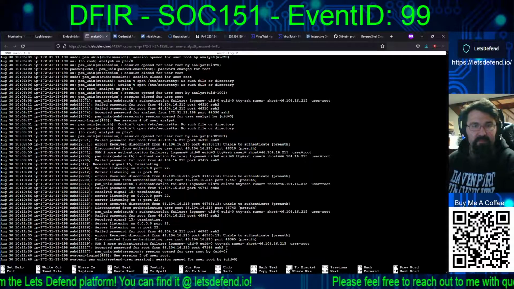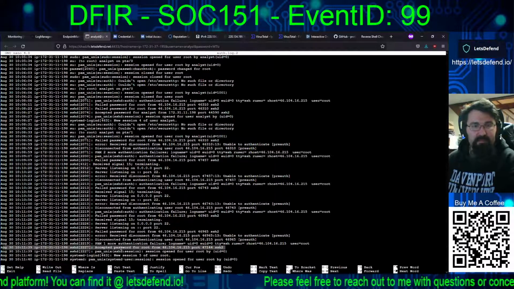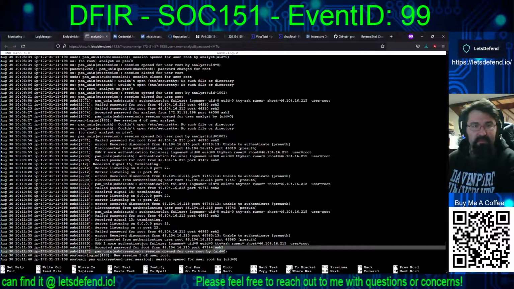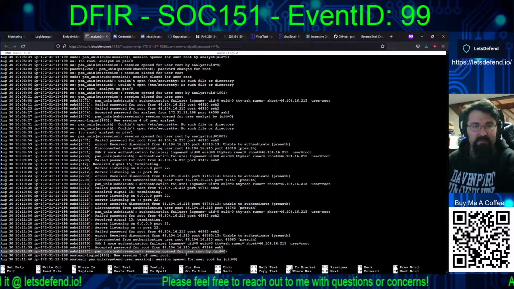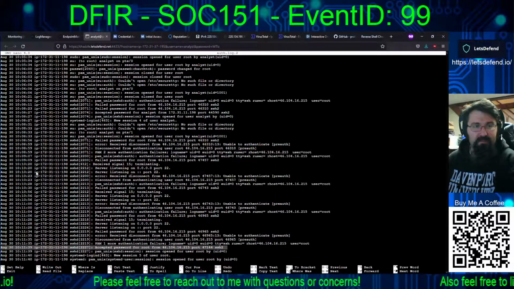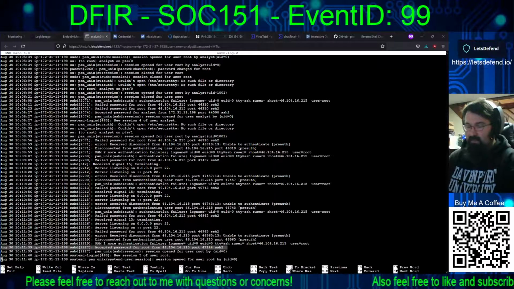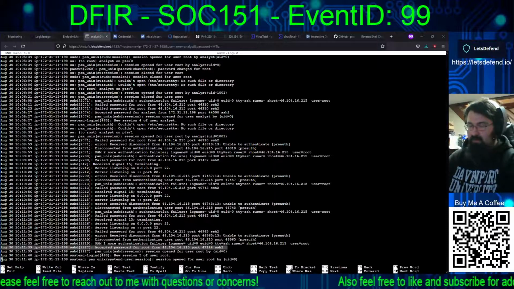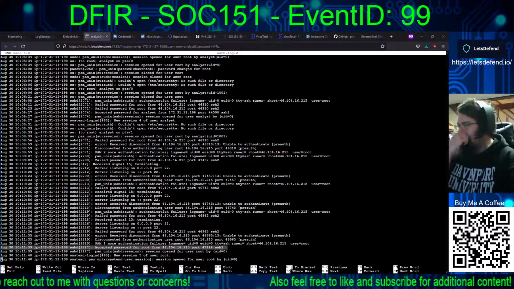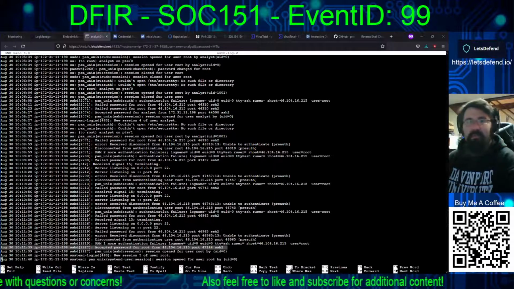Here we go. Accepted password for root. Okay, so they were able to make it in. All right, so let's do this. We're going to grab and copy this, and go back to this. And this is var log auth.log.2. All right, so we now have the original attacker's IP.